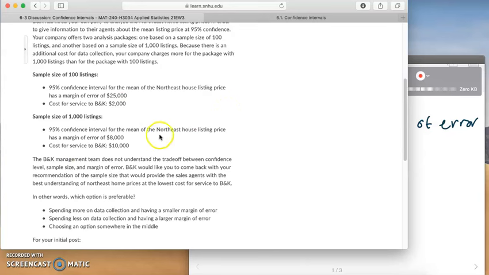So for your initial post, formulate a recommendation and write a confidence statement in the context of this scenario. For the purposes of writing your confidence statement, assume the sample mean house listing price is $310,000 for both packages. So you should say, I am a certain amount confident, the true mean, and then interpret a confidence interval.